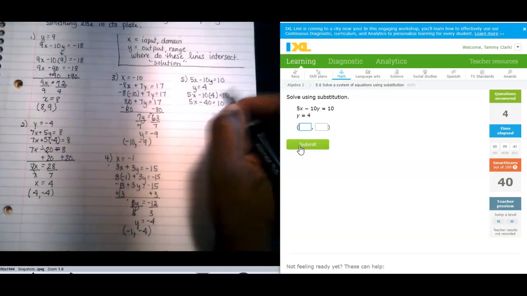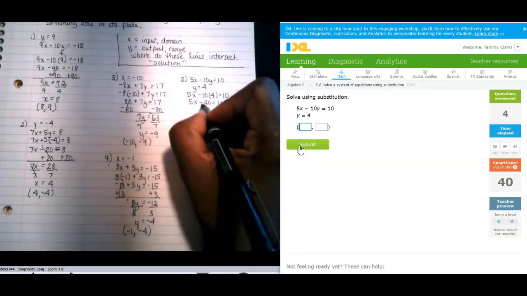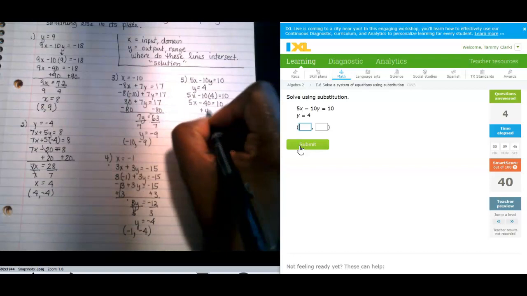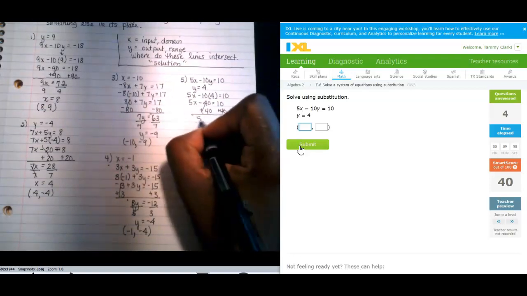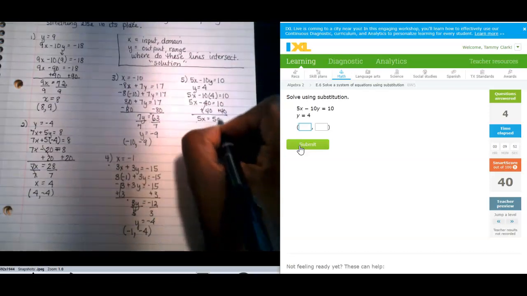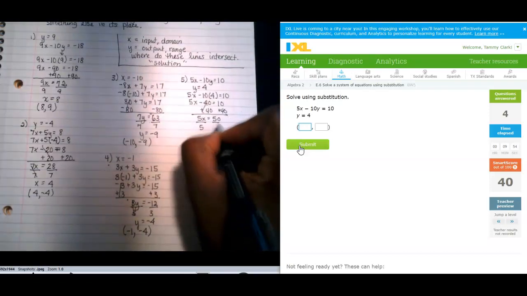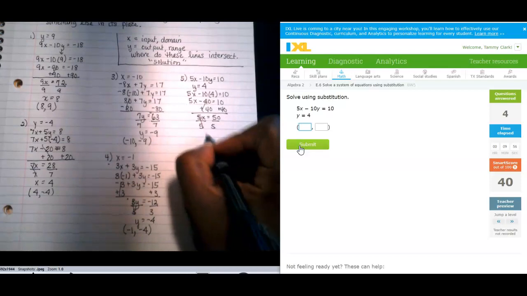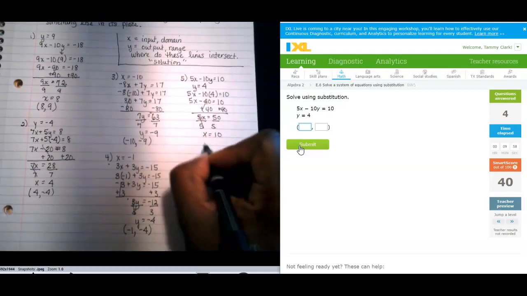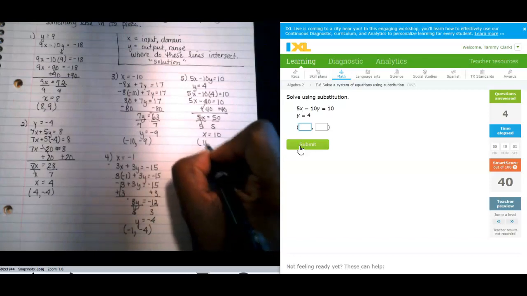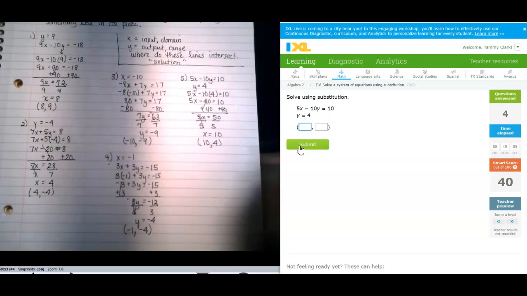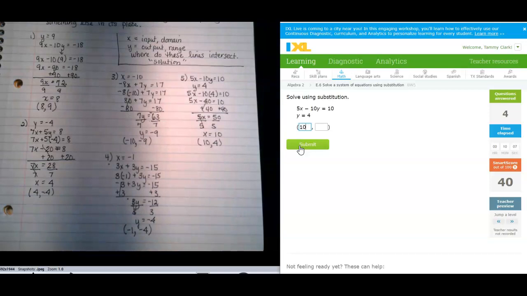To solve the equation, I'm going to eliminate negative 40 by adding 40 to both sides of the equation. And I've got 5x is equal to 50. Divide by 5 on both sides of the equation. I have x is equal to 10. So the solution to this system is (10, 4). That's where both of these lines cross.